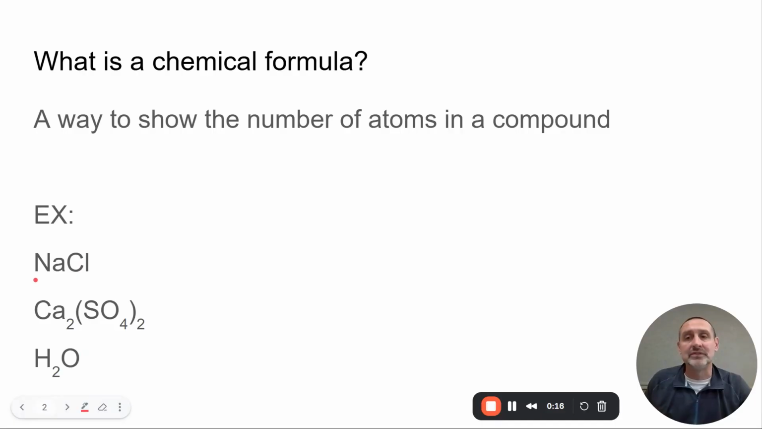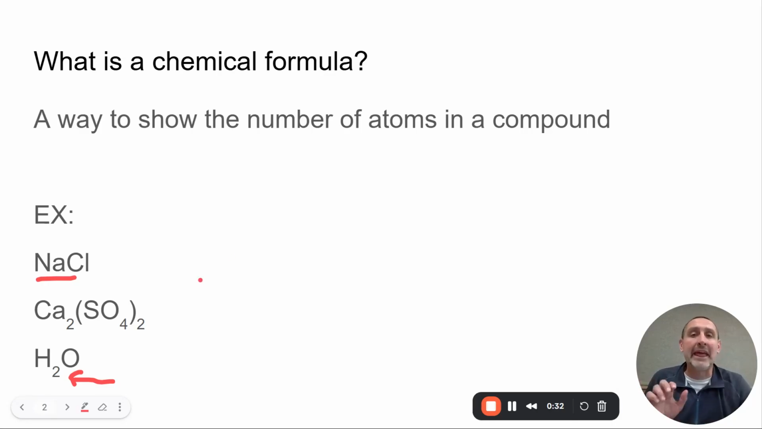For example, sodium chloride, NaCl: there's one sodium atom, and Cl, there's one chlorine atom. But down here with water, you'll notice there's two hydrogen atoms. How do we know that? Well, because the subscript tells us the number of atoms.